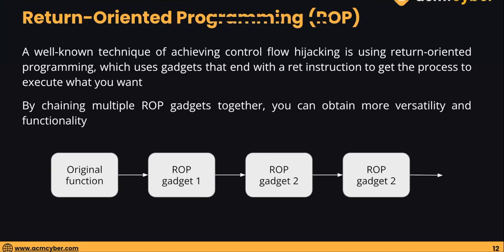One way to perform control flow hijacking is through return-oriented programming, where we use ROP gadgets that end with a ret instruction to get the process to execute what we want. By chaining ROP gadgets on the stack, and because a return instruction pops the stack, it allows us to chain these ROP gadgets. Because different ROP gadgets can be used, this allows us to program using these gadgets to obtain the functionality that we want as an attacker.